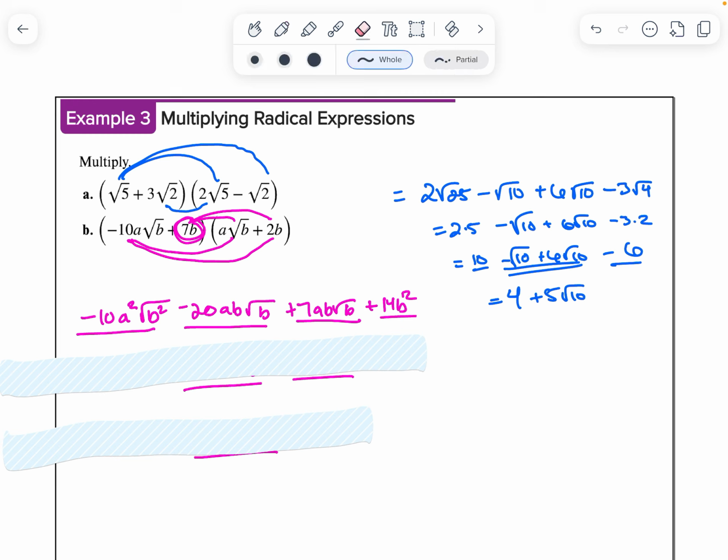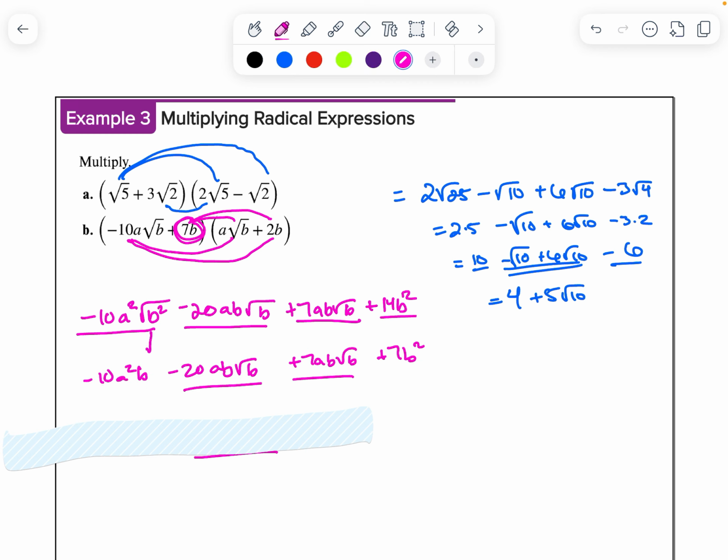In the next step, we're looking for items that we can fix. So that square root of b squared is the same thing as b. You can break it down, it's b and b, right? b and b, those are buddies, so they get to come out. And again, this should be 14b squared on the end. And then we can combine like terms. Notice those two items in the middle are like terms. Negative 20 plus 7 gives you negative 13.